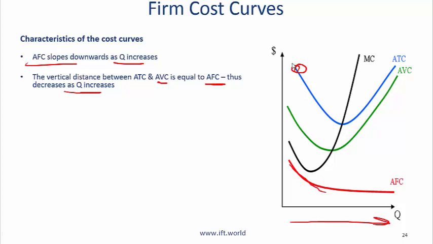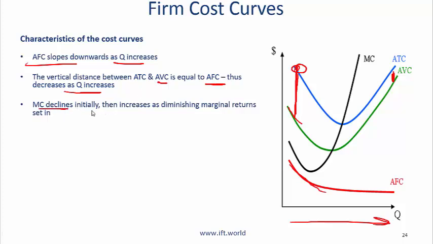So you are comparing the average total cost and the average variable cost. Initially this difference is big because the average fixed cost is high, but as the quantity produced increases, then the average fixed cost comes down, so the distance between the blue average total cost and the green average variable cost comes down.